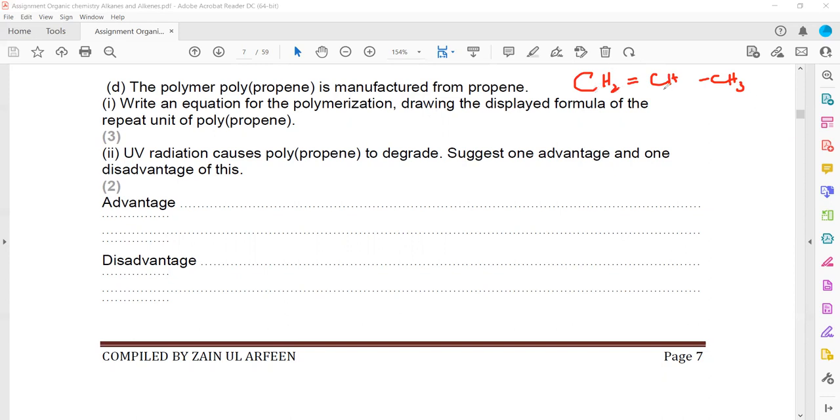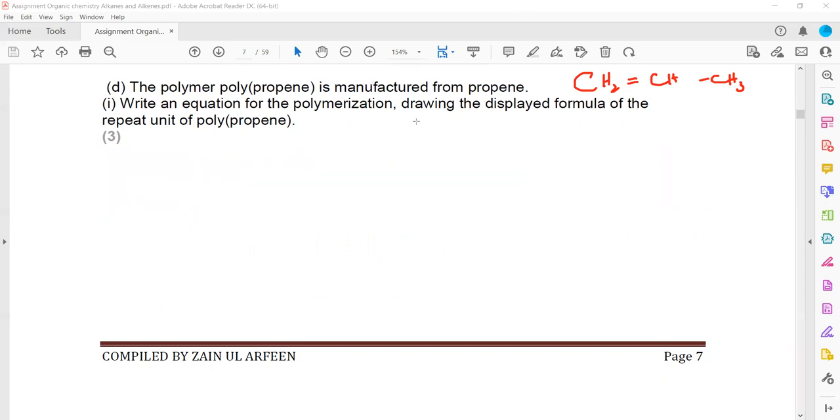So we first rearrange the monomer as the letter H. We will have two carbon atoms, one hydrogen up, one hydrogen down, and I cannot write CH3 because it is a displayed formula. So I have to show all the bonds, including those in the methyl group.